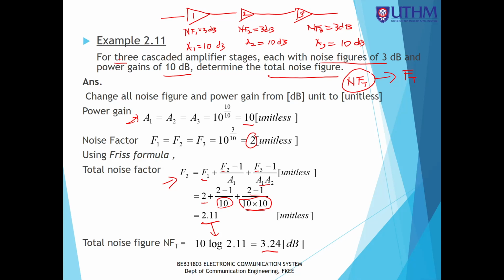So in this example, all amplifiers have the same value. All amplifiers have the same value, and you are given the values in terms of decibels. So you need to find the unitless parameters. Then you can determine the total noise factor. Then you can find the total noise figure. Okay. Any questions you want to ask? Ada soalan?